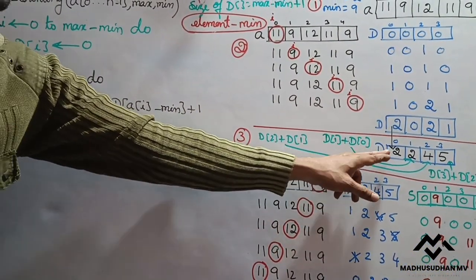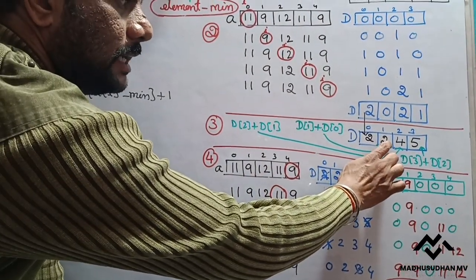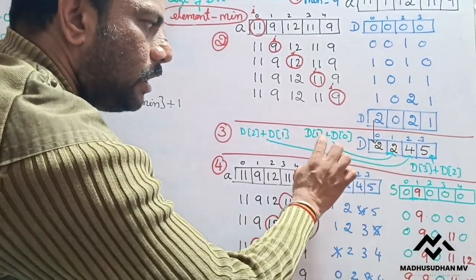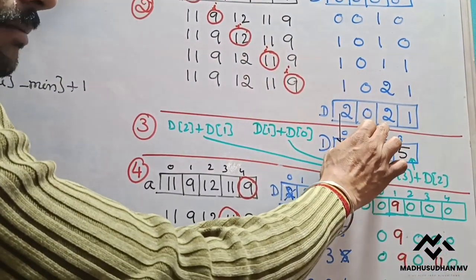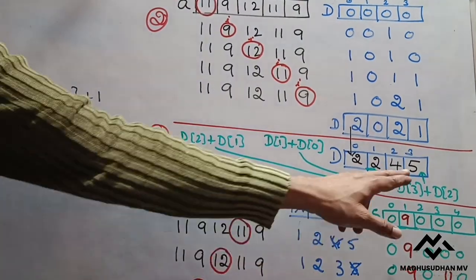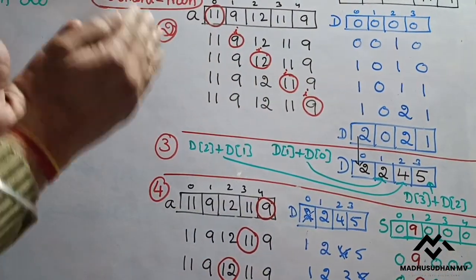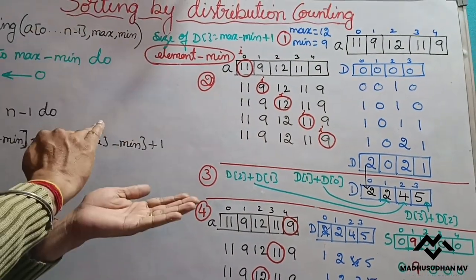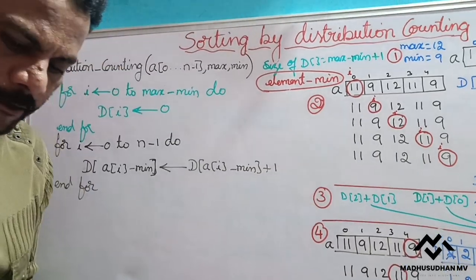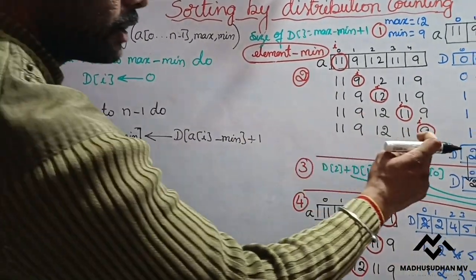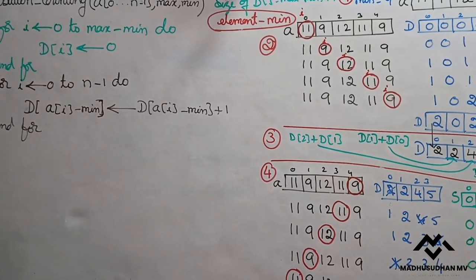Now I need to find the distribution values. This is what I did. See, again I will explain once again. This element, how did I get it? This element is D of 1 plus its previous. This element is this element plus its previous element, that is the ith position plus its previous, the i minus 1 position. Okay, that I did. So again for that I have to use a for loop, running from 0 to the upper limit, maximum minus minimum.